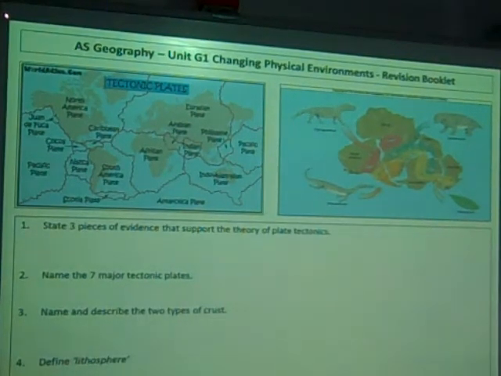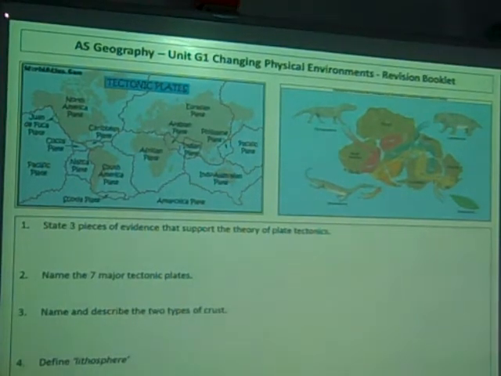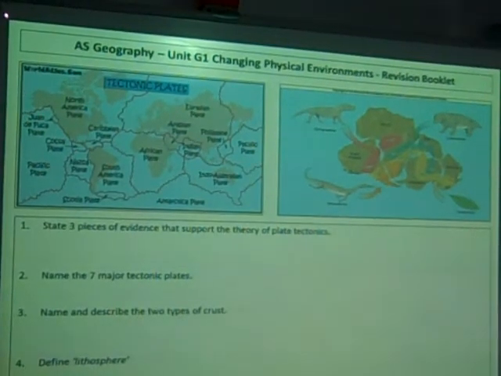So, starting off at the early part of the topic, one thing you could do to help you revise is state 3 pieces of evidence that support the theory of plate tectonics. So you could go through and think about the different things that show that it exists. So for example, it might be the evidence of Pangea, it might be rocks and fossils, or it might be to do with paleomagnetism.